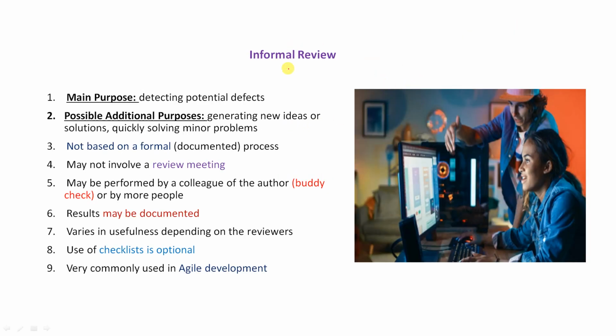Let's start with the informal review. The purpose of informal review is detecting potential issues. The additional purposes are generating new ideas or solutions and quickly solving minor problems, because it is a kind of buddy check. If you are an author and you make some mistakes, your friend will sit with you and correct you: this is wrong, this is correct, so you have to change this.